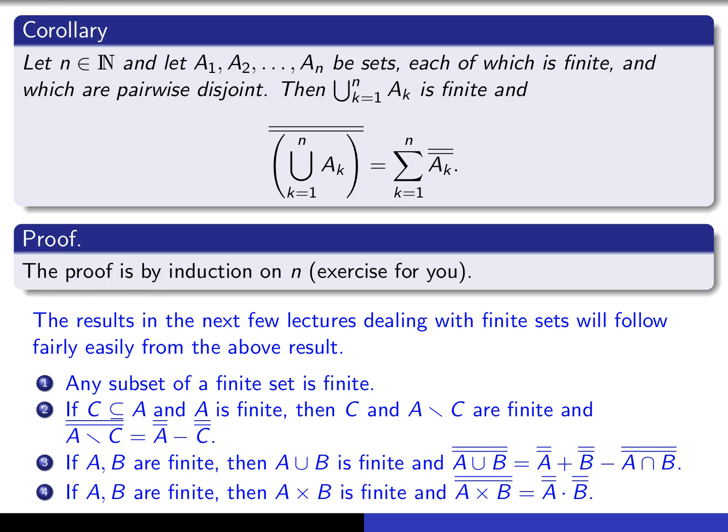So why don't you think about how one might use the theorem and the corollary in order to prove 1 through 4. Think about it, and you'll see how I actually do it in the next 4 lectures.